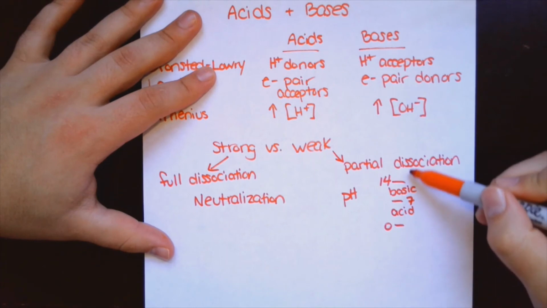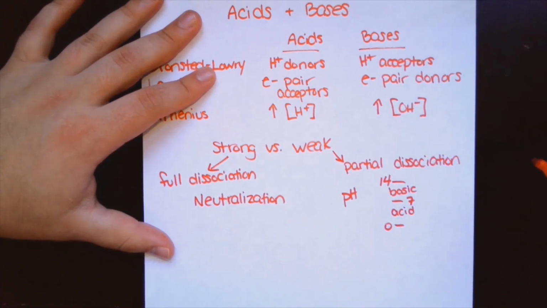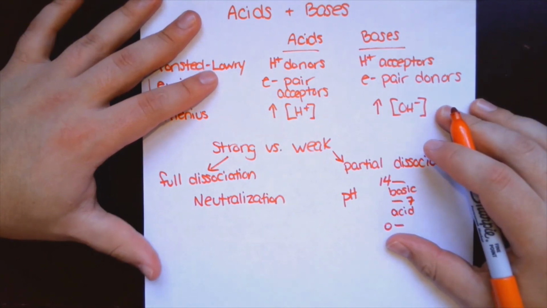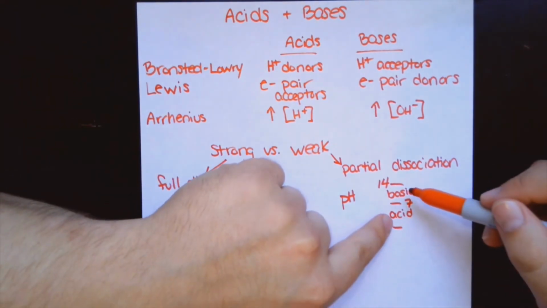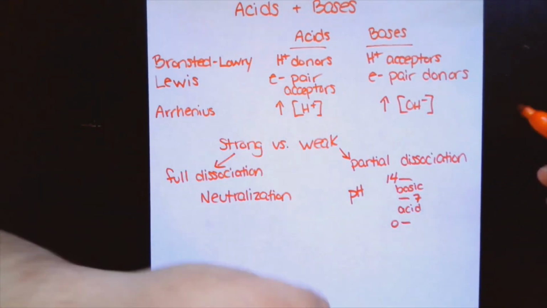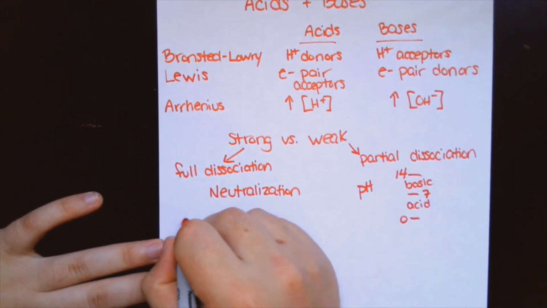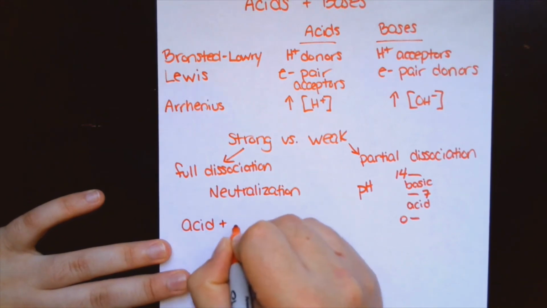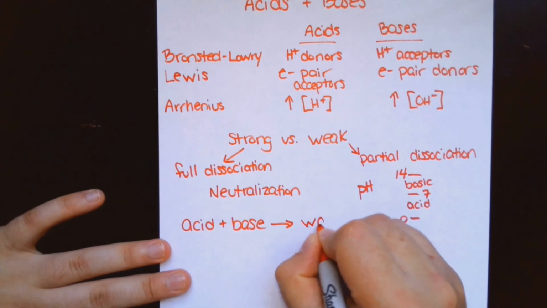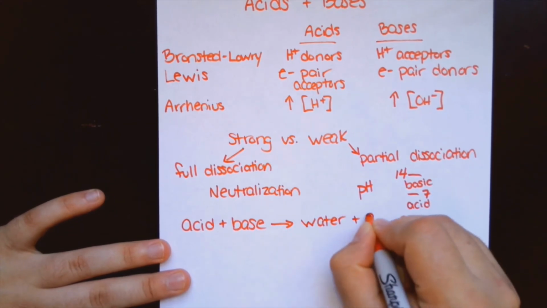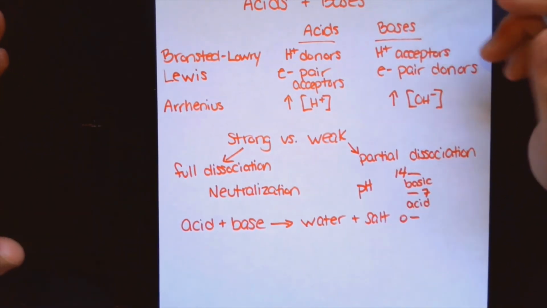So if you go up, you're getting more and more basic, and if you go down, you get more and more acidic. So a neutralization reaction is when you mix an acid and a base to cancel out the effects of acidity and basicity and give you a neutral solution. So a neutralization reaction will always be an acid reacting with a base to form water and a salt. Remember, when I say salt, I'm not necessarily referring to NaCl.